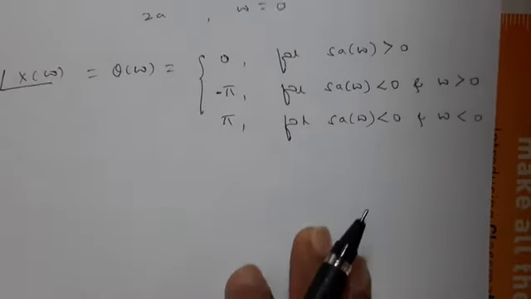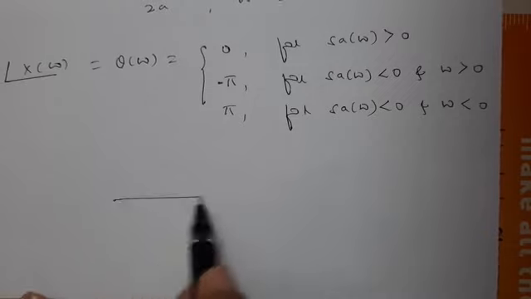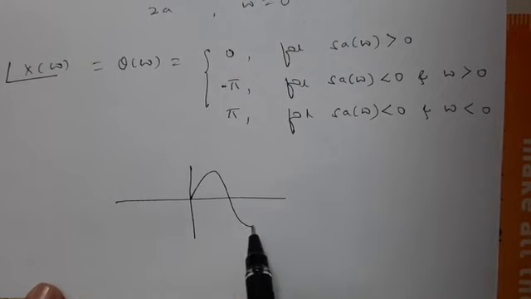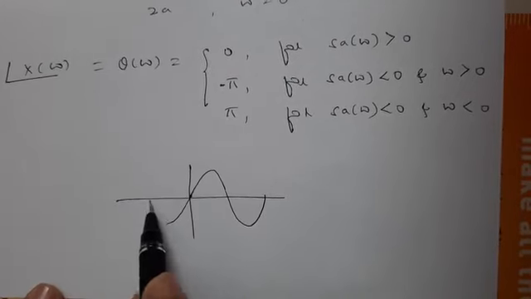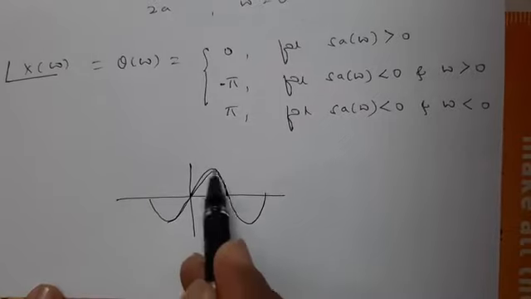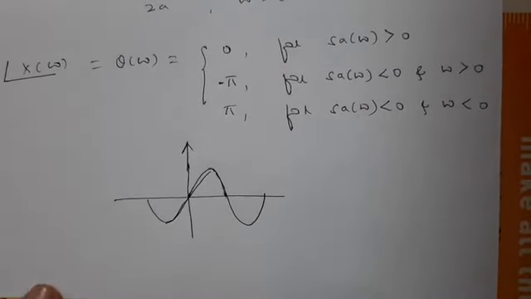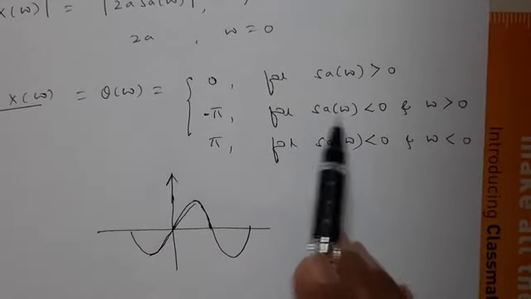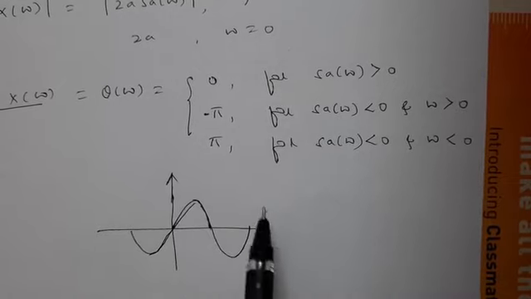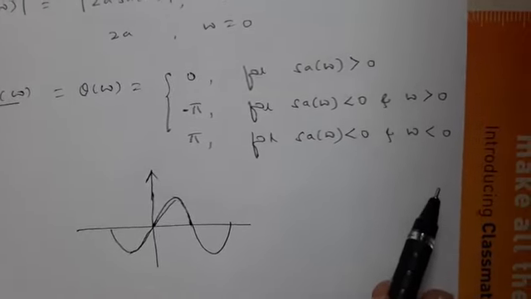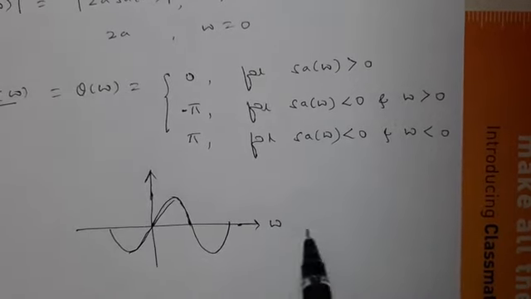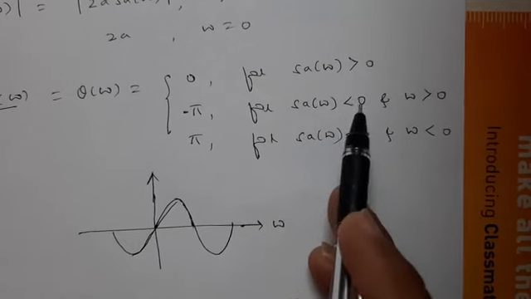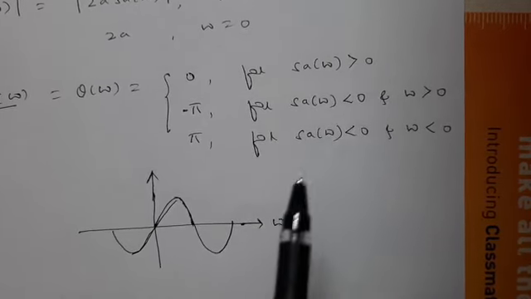This I'll try to explain. If we take one positive cycle, one negative cycle, another on the negative side, this is my sinusoidal signal. What is the condition? I will explain for Sa of omega less than 0. Sa of omega is less than 0, but what is the condition? This is my omega, omega is greater than 0. When omega is greater than 0 and Sa of omega less than 0, where does the value come?